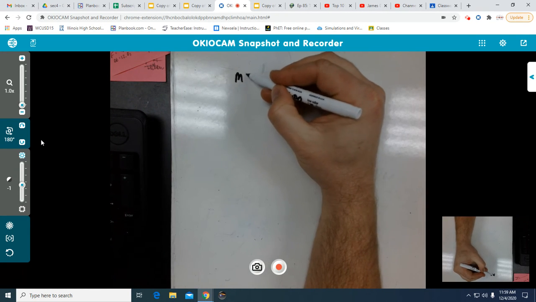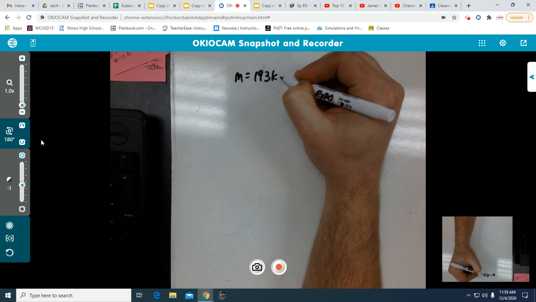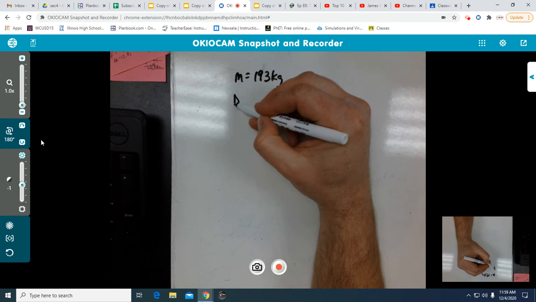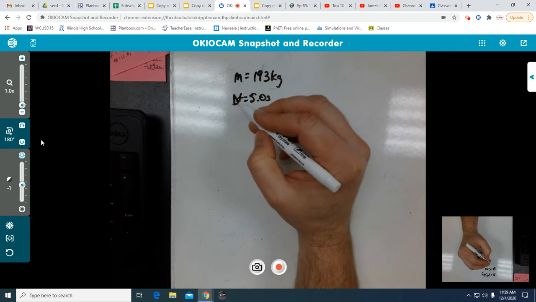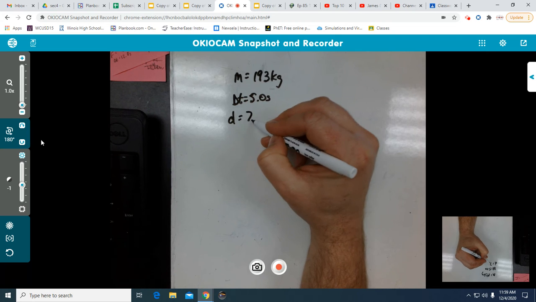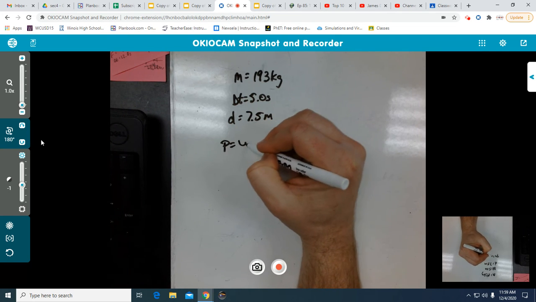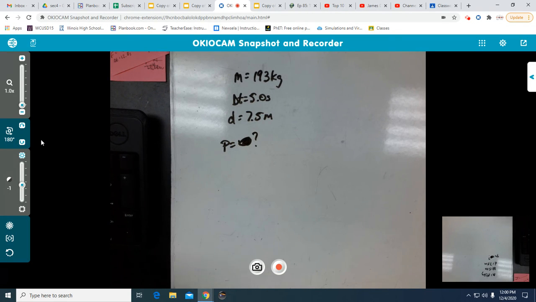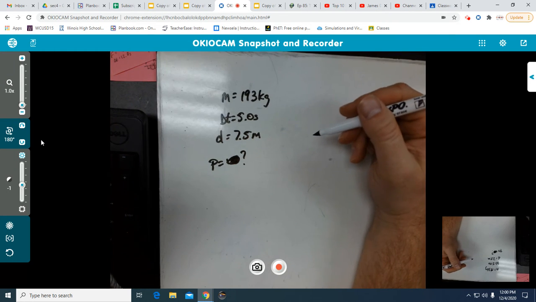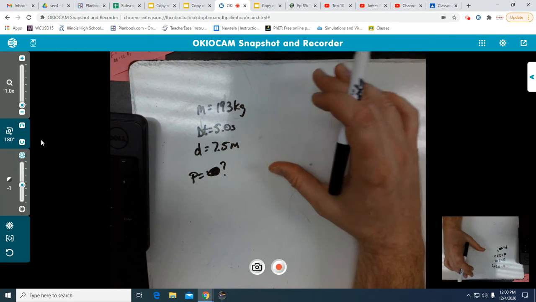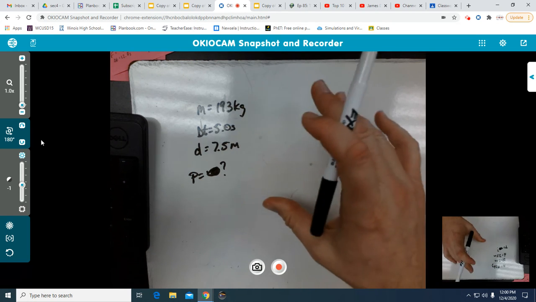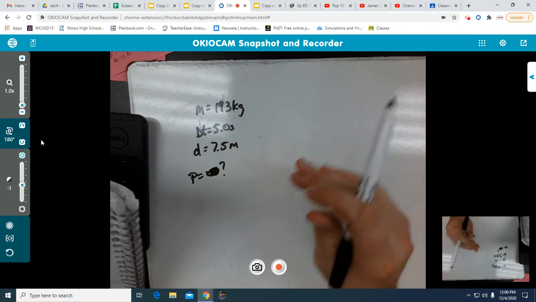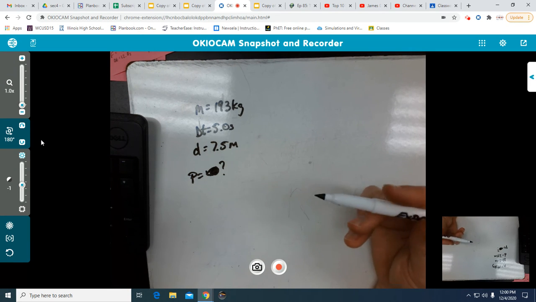So we know we have mass at 193 kilograms. We know that we need to do it in as close to 5.0 seconds as possible, and it needs to travel a distance of 7.5 meters. We need to figure out the best power for this particular job. Okay, so what we need to do is we're going to solve just for power, okay? And whatever the power rating is for these parameters that we require, we're going to compare it to the 3 motors that we have available to us that were mentioned in the problem, okay?